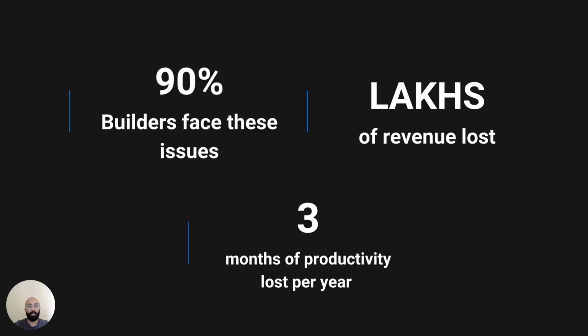So what we found out is that close to 90% of builders in the construction industry currently face this issue. This, if you consider across multiple sources or multiple projects, can actually result in losing lakhs of revenue, right? And when you try to quantify the effort that you have to track this productivity, you can lose up to 3 months of productivity per year, right? Which is huge in terms of revenue numbers.